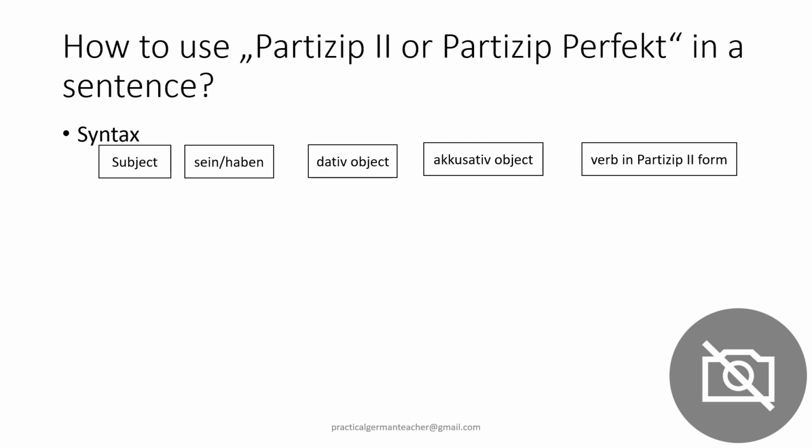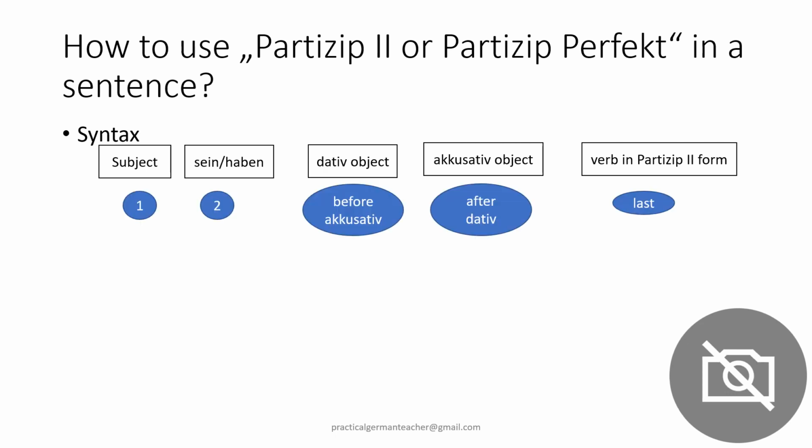Let's see how you can use Partizip zwei or Partizip Perfekt to describe past events and what the syntax of the sentence for that is. So on this slide, you see the usually followed syntax. The verb in Partizip zwei form will be at the last position. Then additionally, you need to use the verb sein or haben as well. It will be at the second position.